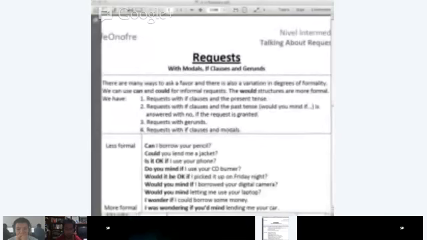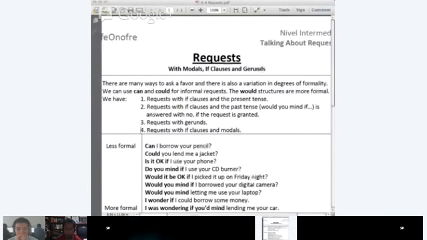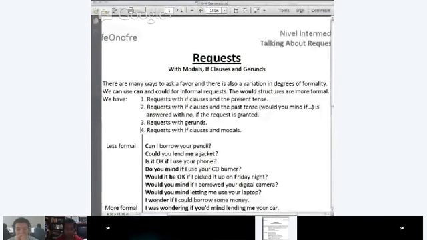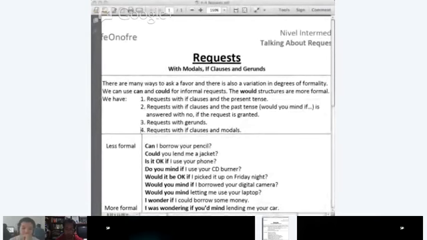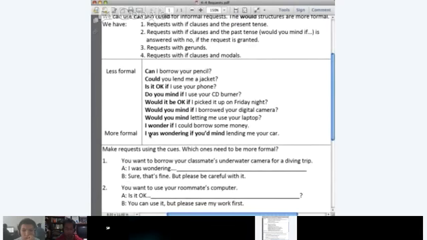Number 3 is requests with gerunds, and number 4 is requests with if clauses and modals. Okay, good. So let's look a little bit more into what we're talking about when we're talking about gerunds and if clauses and modals. Here's a list that I love of questions, requests for things, going from less formal to more formal. So the first one is the least formal way of asking someone for something, and the last one is the most formal way of asking someone for something.